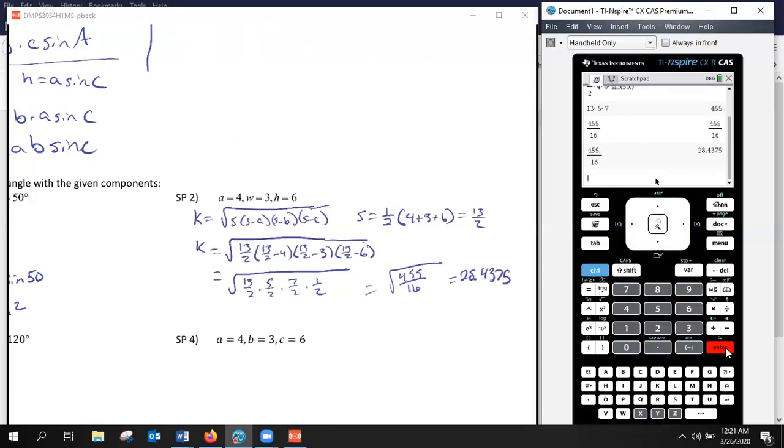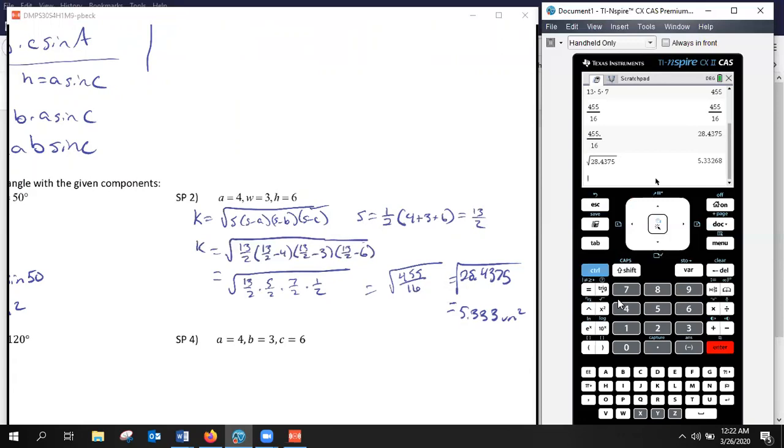4375. Now, that is actually the square root of that. So let's go ahead and get the square root of that. Squared. Try that one more time. Square root of that answer that we just had. 5.333. That would be 5.333 units squared.